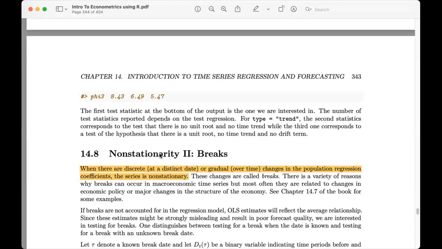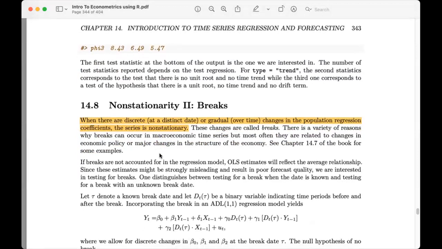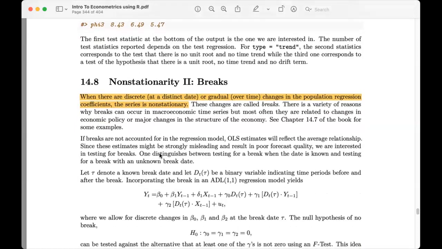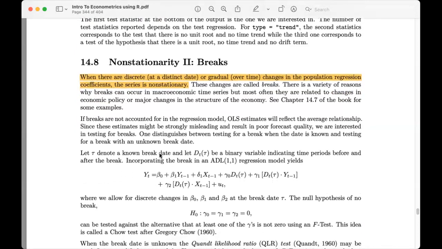These breaks in macroeconomic data occur for various reasons, but most often they are related to changes in economic policy or major changes in the structure of the economy. If we have these breaks and we just estimate a simple OLS model, or even our ADL of order one, there could be biases and our results might not be reliable. So how can we test whether there is a break in our data?